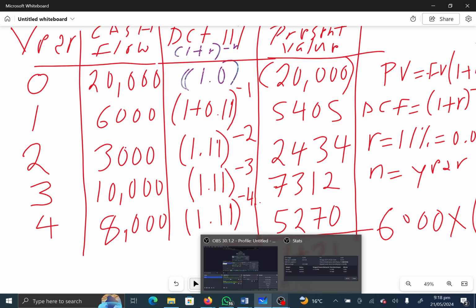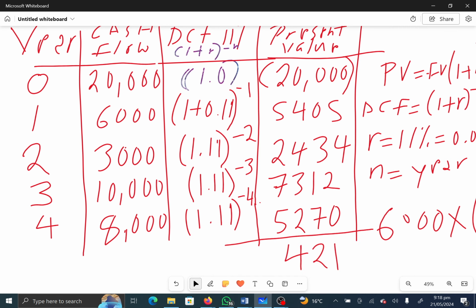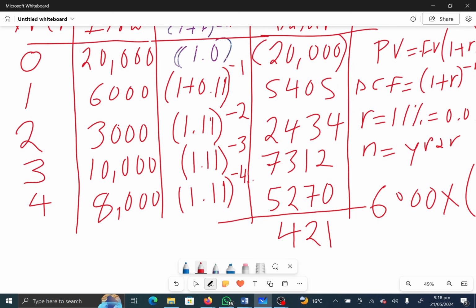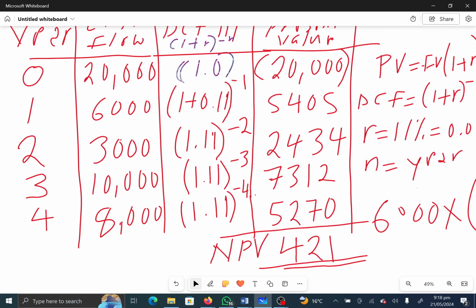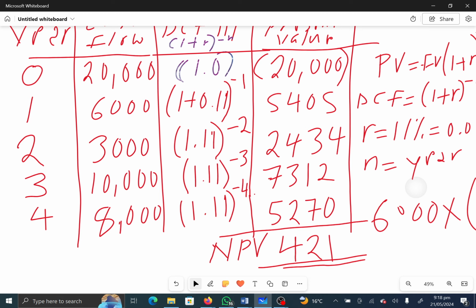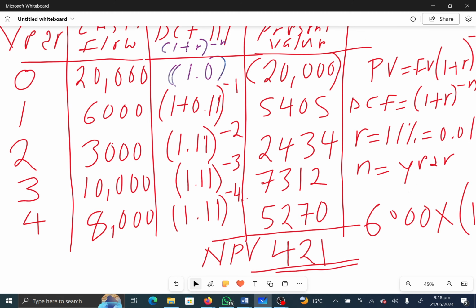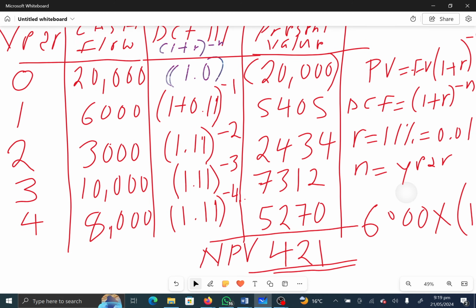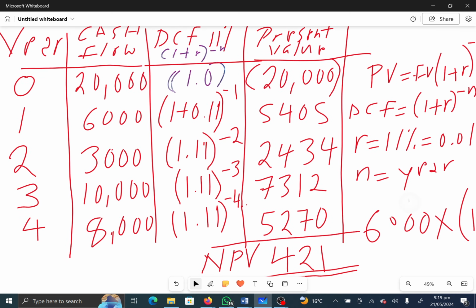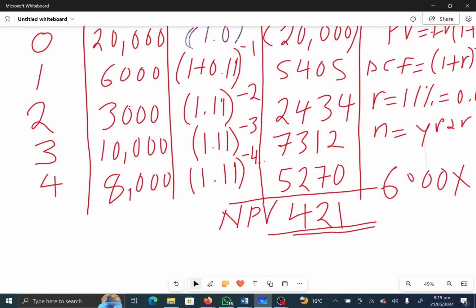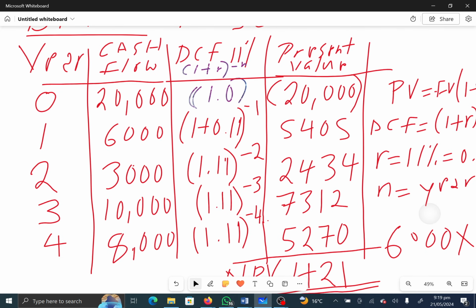So the total is what we call the net present value. So this is your net present value. This is the net present value for project A. So now we are trying to assess between project A and project B. So let's calculate the NPV for project B.